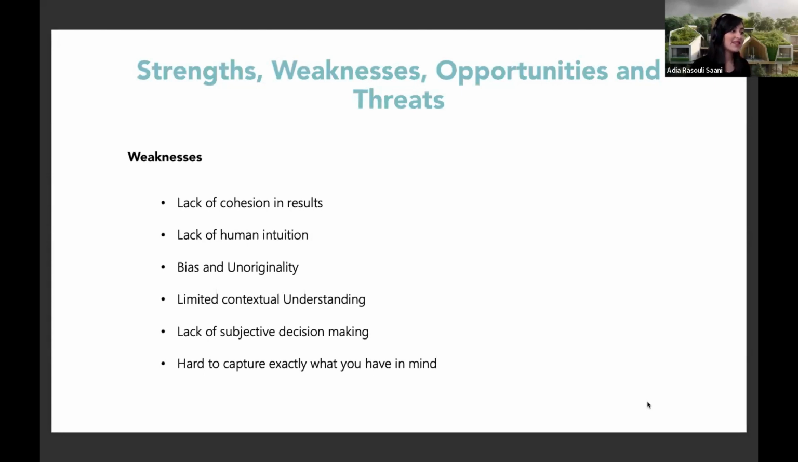Creative fields often involve subjective decisions that are shaped by personal experiences, beliefs, and emotions, and AI lacks this personal and emotional context, leading to outputs that might miss the mark when it comes to evoking specific emotions or resonating with audiences. Also, as I mentioned earlier, it is really hard to capture exactly what you have in mind with these tools. So that makes us still reliant on traditional tools like hand sketching if we want to create that kind of vision.